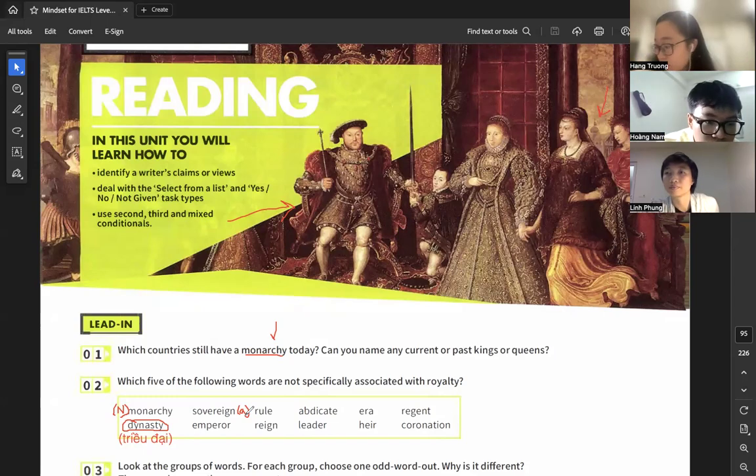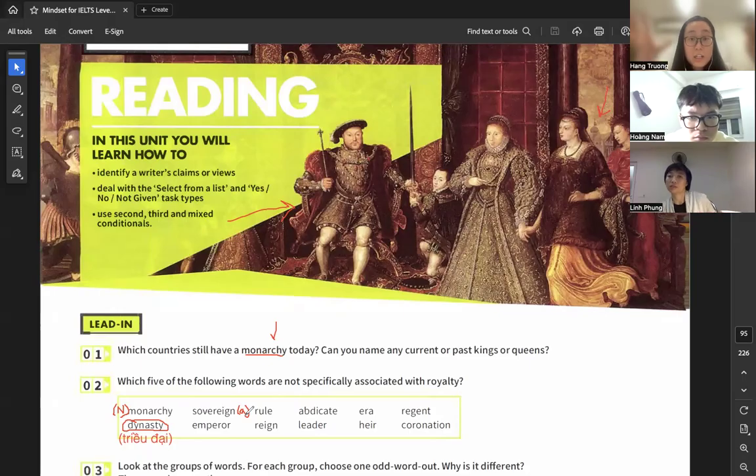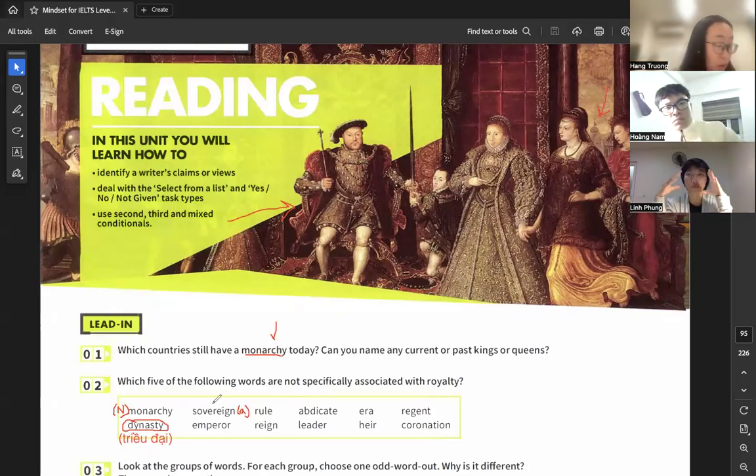So sovereign, what is it called in Vietnamese? Sovereign power. Yeah, quyền lực tối cao, right? Khi nó là tính từ nó nghĩa là quyền lực tối cao, khi nó là danh từ nó nghĩa là người có quyền lực tối cao đó. Ok, so is it related to royalty? Very, right? Ok. Emperor, what does it mean, emperor?